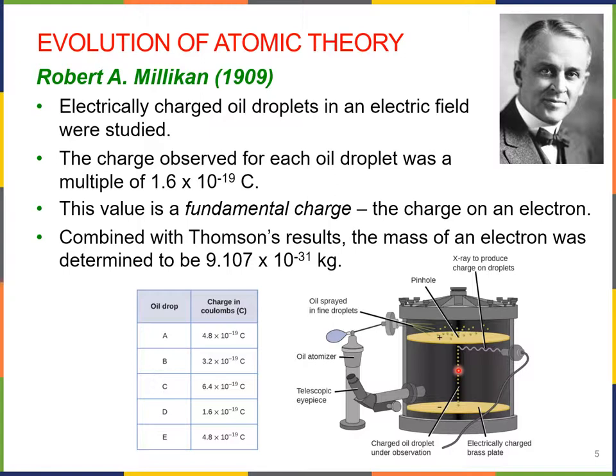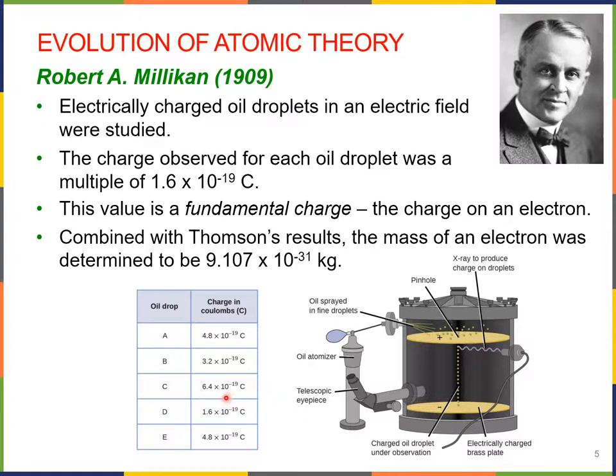Now, the charge on every droplet was different, but what he found was that the charge on every droplet was a multiple of this number here, 1.6 times 10 to the negative 19th coulombs. And so you can see here 1.6, and then 3.2, which is double 1.6, 4.8, which is triple, and 6.4, which is quadruple. The conclusion, or the implication, is that 1.6 times 10 to the negative 19th coulombs is the smallest or fundamental charge that could be on a droplet. And so that, Millikan reasoned, must be the charge on a single electron.